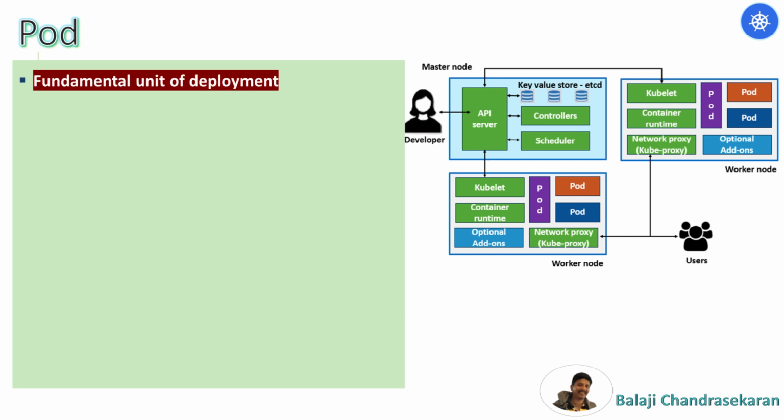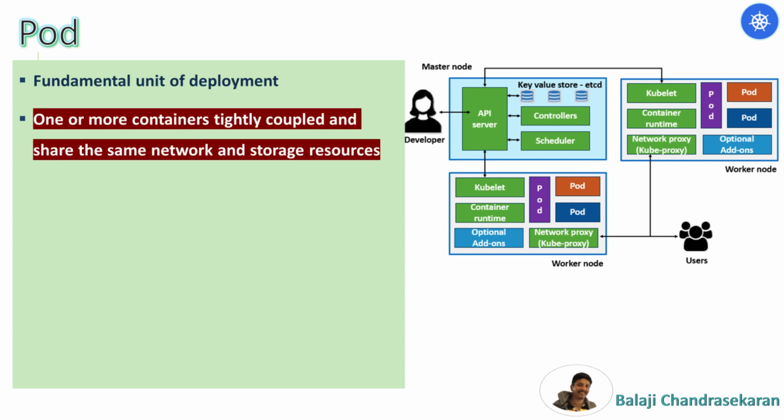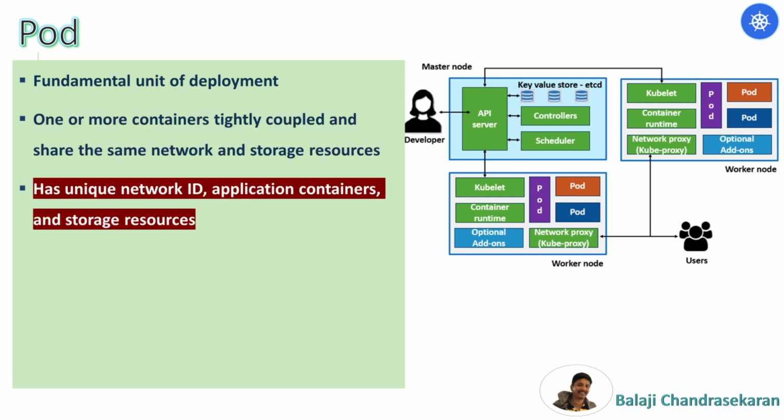A pod is the fundamental unit of deployment in Kubernetes. It represents one or more containers that are tightly coupled and share the same network and storage resources. A pod contains a unique network ID, application containers, and storage resources to determine how it'll run containers. Pods can easily suffer a change. Therefore, Kubernetes can't assure that a physical pod will remain alive. The service will display a logical set of pods, but it will also play the part of a gateway. The pods will be able to send requests to the service.